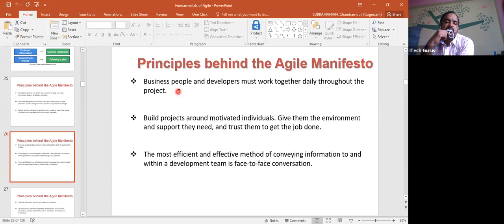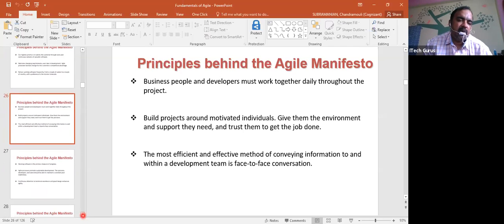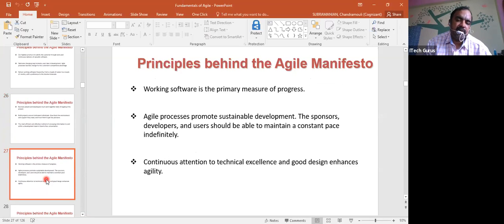And next one is the most efficient and effective method of conveying information to and within a development team is face-to-face communication. You know, nowadays we are moving towards face-to-face conversation, correct? But when you are working in an office environment, what do you do? Why does most of our communication happen through email in traditional projects? But Agile says face-to-face conversation is very, very important, and that is also more efficient.